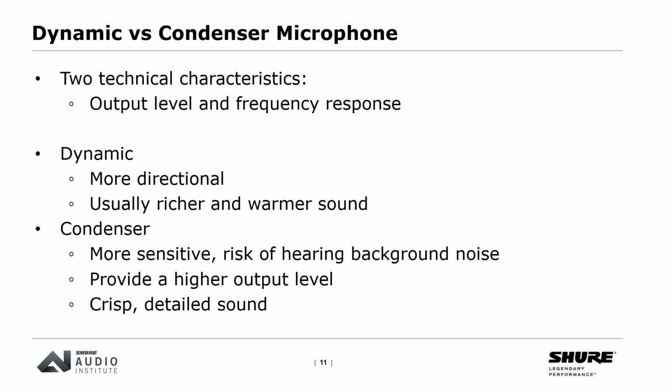So simply, dynamics are more directional and usually richer and warmer sounding. But for those looking to add a little more realism to their voice, the alternative condenser microphone type offers a brighter, airier sound that can work better with certain voice types depending on preference and also situation, which we'll talk about a bit later. Condenser microphones are more complex than dynamics and tend to be somewhat more costly, but not in all cases, as we will discuss later too.